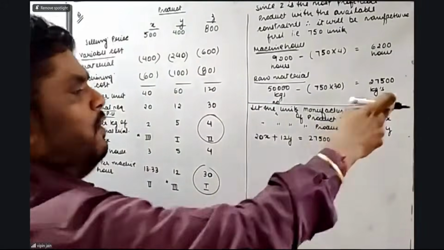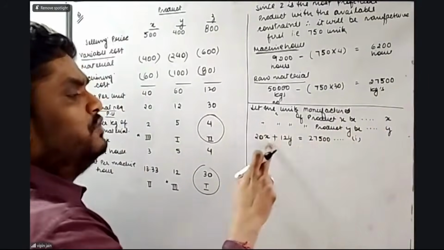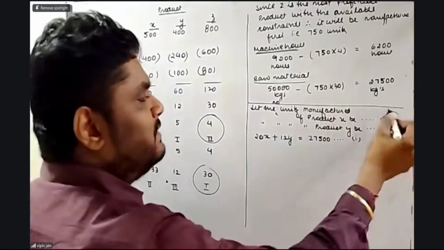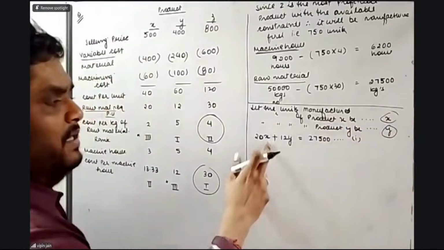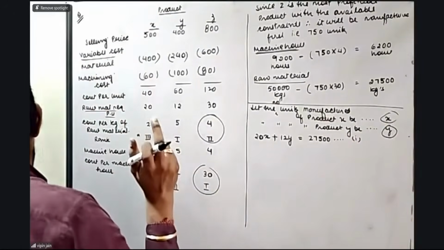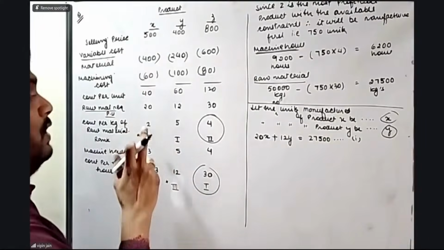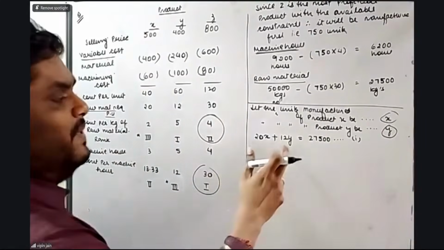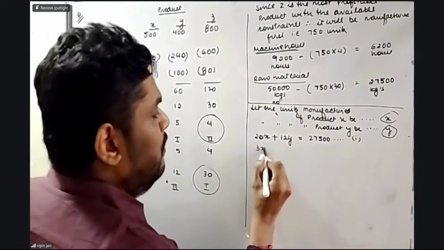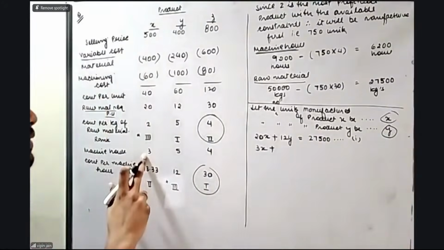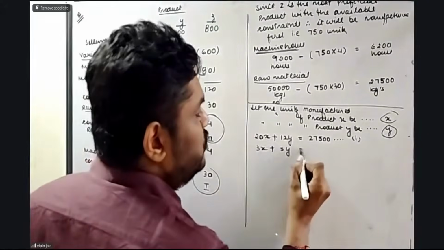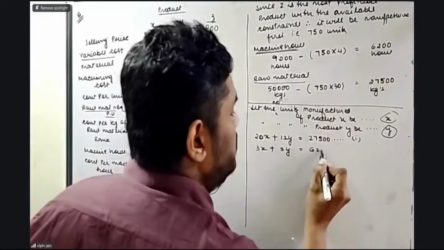I repeat again, the raw material available is 27,500. It is to be used by X and Y. X and Y are the number of units, and per unit requires 20 and 12 kgs. So 20 into X plus 12 into Y will equal 27,500. Similarly for machine hours also, 3 into X plus 5 into Y should be equal to how much? 6,200.